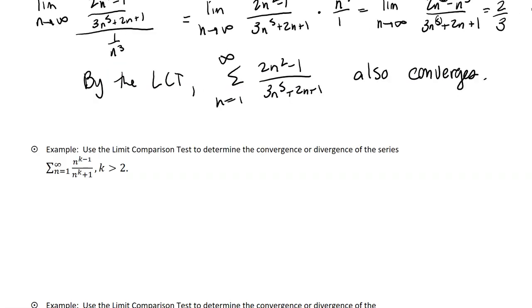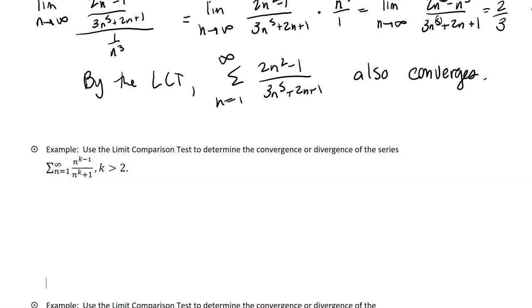For this one, we have the sum from 1 to infinity of n to the k minus 1 over n to the k plus 1. And I want to point out that this k minus 1 is in the exponent, and this plus 1 down here is not in the exponent of that one. And it's for k greater than 2, so this is defined and everything's positive, and we can use the limit comparison test for this value of k.